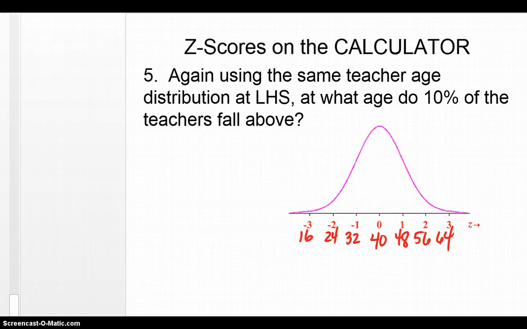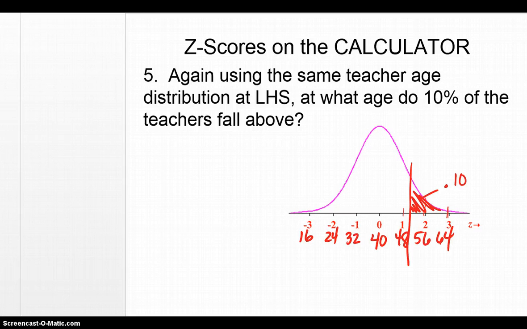Okay, the last slide here is at what age do 10% of the teachers fall above? So what's that looking for? It's looking for the top 10%. So we know this tail is 1.5%, or 0.15%. This tail is 2.5%. This tail is 16%. So we're looking somewhere in here for the top 10%. So for that area to be 0.1.